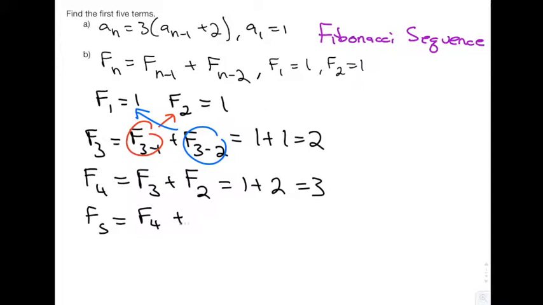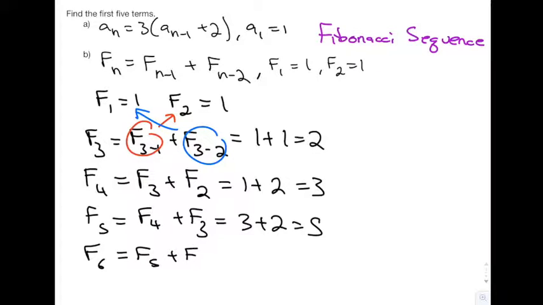F sub 5 will have f4 plus f3. We'll have 3 plus 2 equals 5. Now it's starting to grow at a slightly different rate. I'll do one more just so we can see. F5 plus f4 will be 5 plus 3 equals 8.